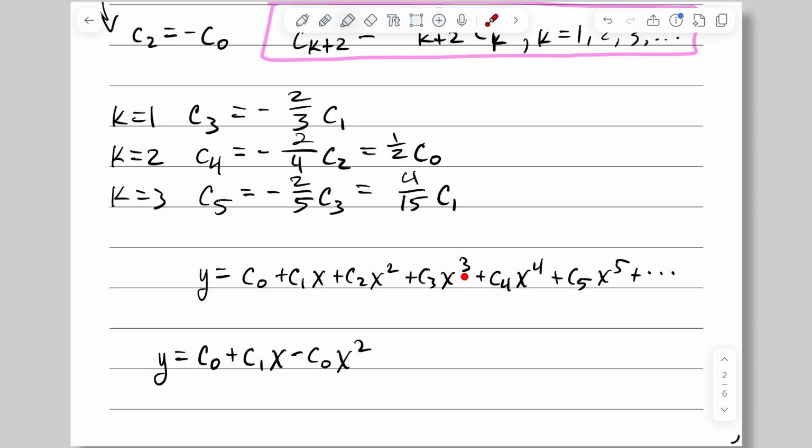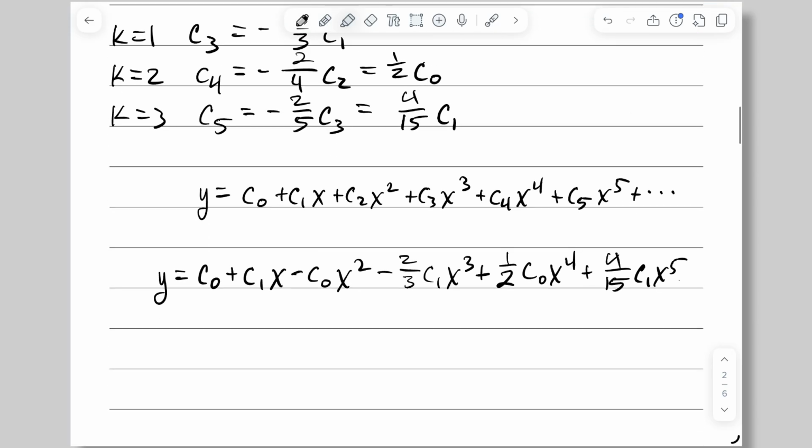c3x cubed is actually negative 2/3 c1x cubed. c4x to the fourth is 1/2 c sub 0 x to the fourth. And c5x to the fifth is 4/15 c1 x to the fifth. And as before, plus dot dot dot.